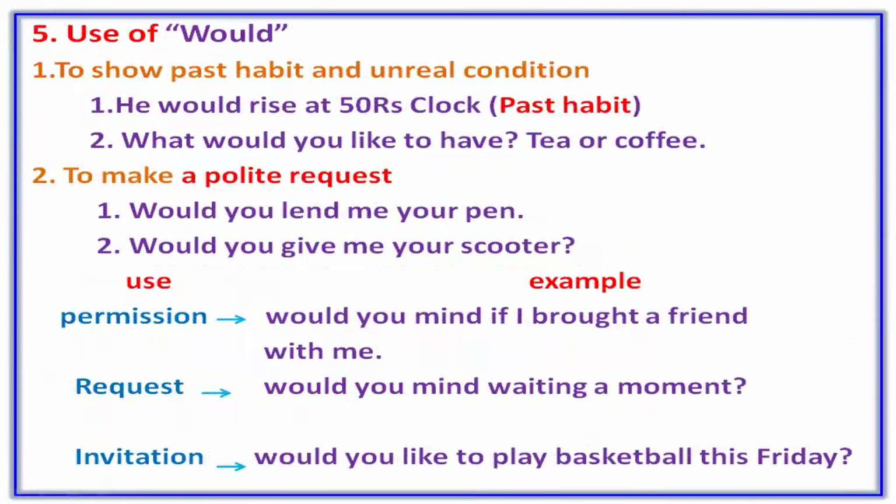Use of would. It also has some rules. Listen here, first one, to show past habit or unreal condition. Example: he would rise at five o'clock. That is a past habit.